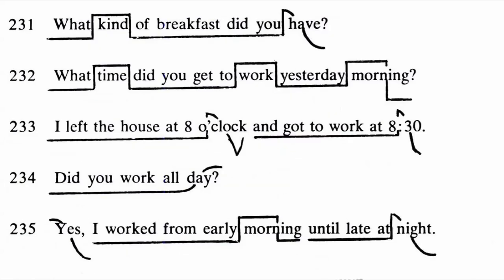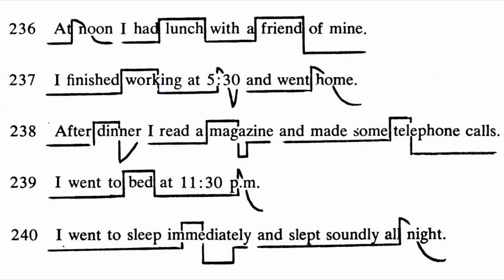What kind of breakfast did you have? What time did you get to work yesterday morning? I left the house at 8 o'clock and got to work at 8:30. Did you work all day? Yes, I worked from early morning until late at night. At noon, I had lunch with a friend of mine.